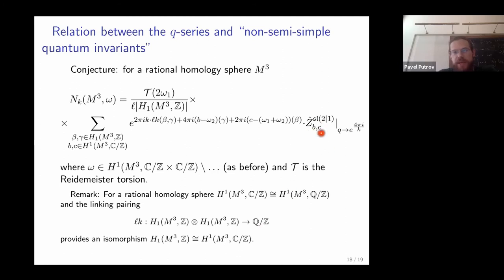So in this isomorphism, one can instead label the Z hats by elements of the first cohomology with coefficients in C mod Z. And then roughly this formula can be described as follows: first we do essentially a Fourier transform with respect to the pair b and c, when you pass to the dual variables q and beta. And then we do again a Fourier transform with respect to beta and gamma, but we also insert a quadratic term depending on k, the level, and the linking pairing between beta and gamma.